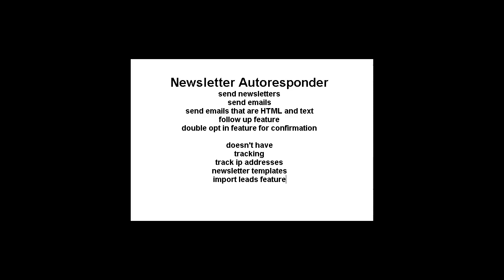So let me explain the reason why I'm listing little features that the newsletter autoresponder doesn't have. The reason why I want to do that is specifically so that when I'm actually hiring a programmer to do it, or I'm changing it myself as a programmer, then I'll add those features if it doesn't have them.